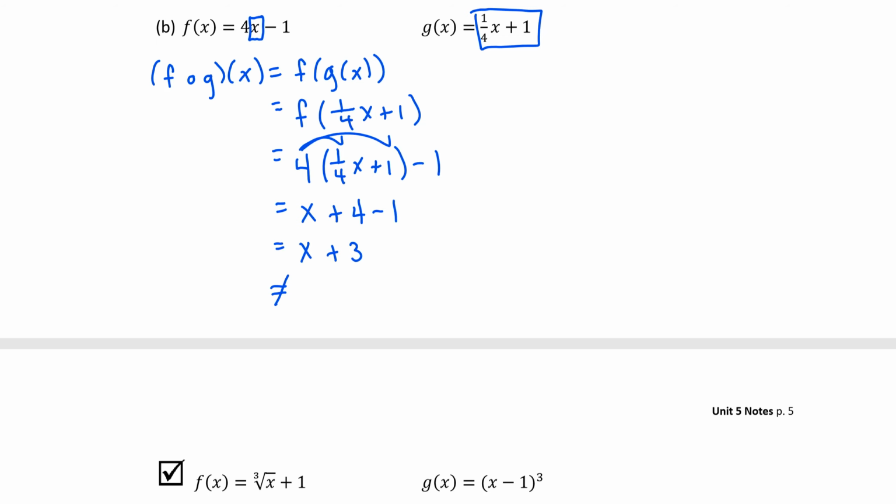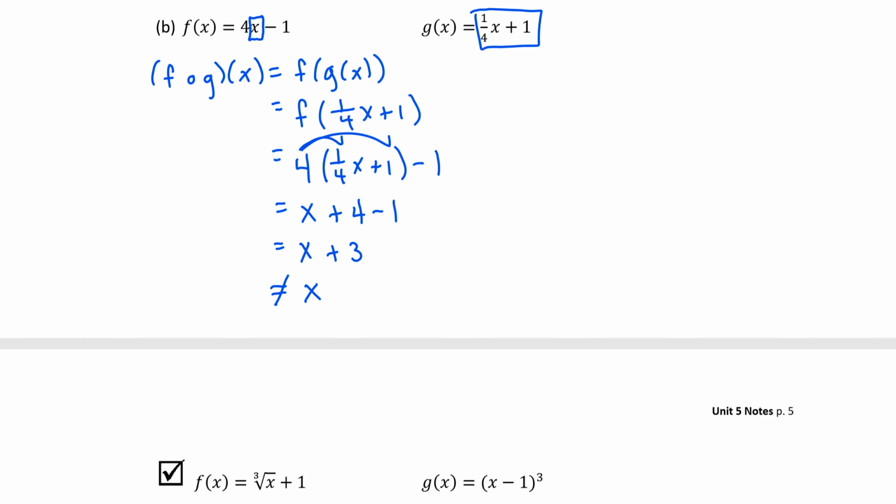Notice that is not what I'm looking for. I don't want to force it to be x. I want to prove that naturally, if it's inverses, we will end up with x. Because we did not get x, we are done with the problem. So it's kind of nice when they're not inverses. You only have to do one direction of composition.